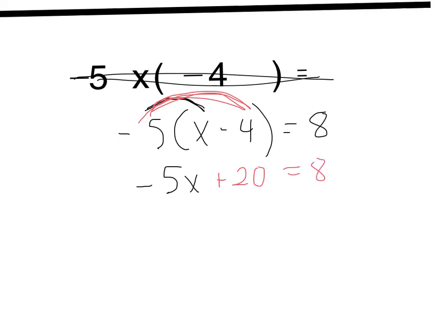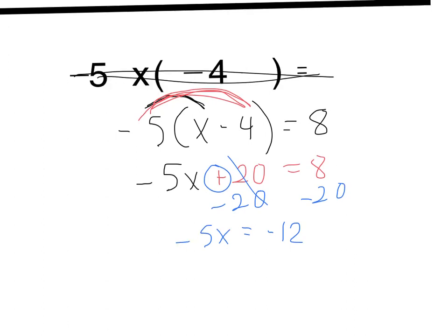Okay, so let's go ahead and solve our two-step equation. We have to undo addition with subtraction. So we're going to subtract 20 on both sides. And that gives us -5x equals -12.